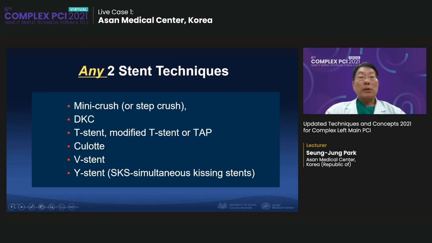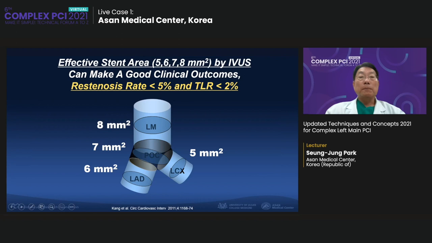Whatever two-stent technique you use, including the DK crush, mini crush, T-stent, culotte, V-stent, we published our data. So an effective stent area of 5, 6, 7, 8 millimeter square by IVUS can make a good clinical outcome. Restenosis rate less than 5% and TLR less than 2%.